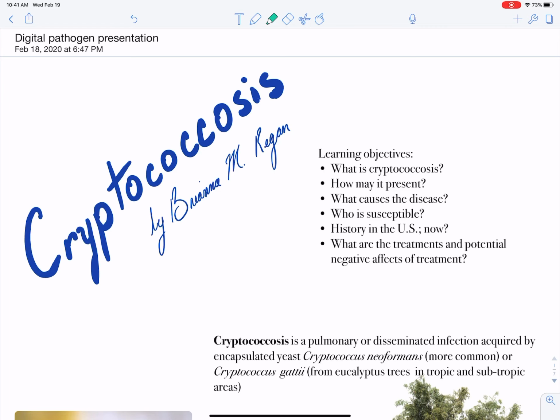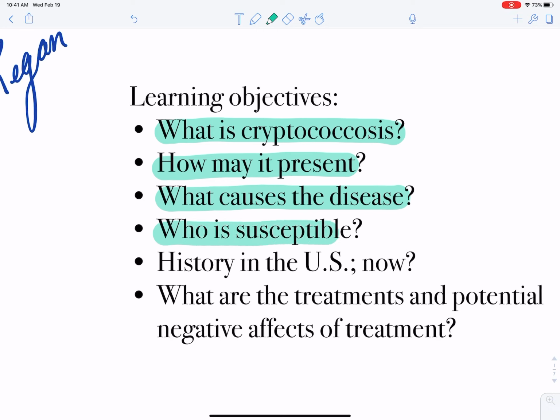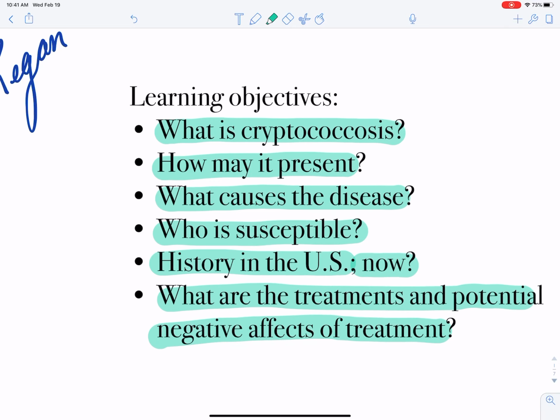So before we begin, let's go over some of the things that we're going to talk about today. So what is Cryptococcus? How may it present? What causes the disease? Who is susceptible? The history within the U.S. and where it's proliferating now? And what are the treatments and potential negative effects of that treatment?